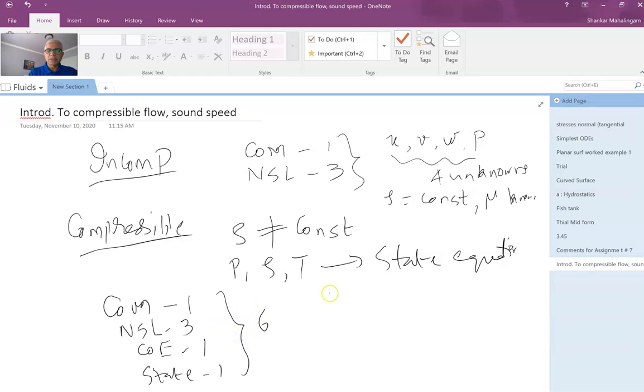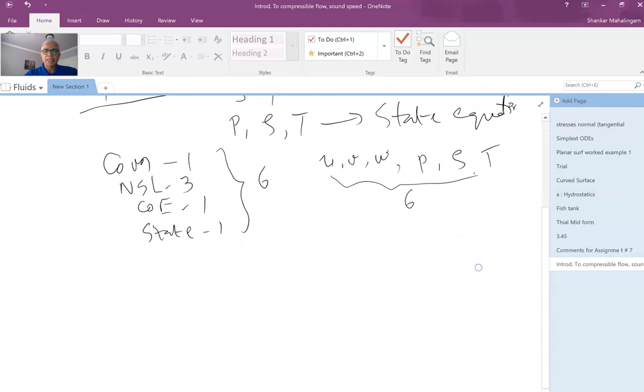And the unknowns in compressible flow would again be u, v, and w, the 3 velocity components, pressure, density would be an unknown now, and finally temperature. Temperature we typically obtain through the conservation of energy equation. So the number of equations and the number of unknowns match. That's the difference in how incompressible and compressible flows may be analyzed, and hopefully that message is clear at this point.